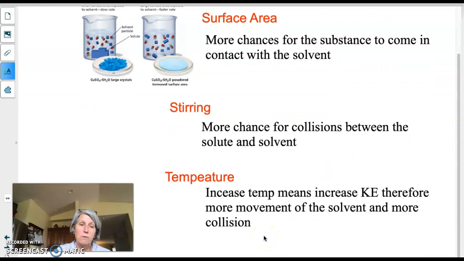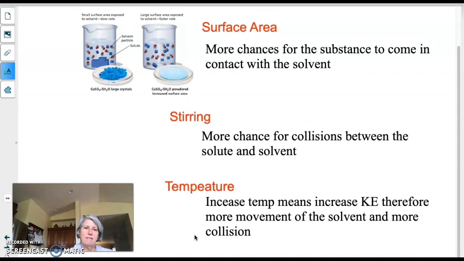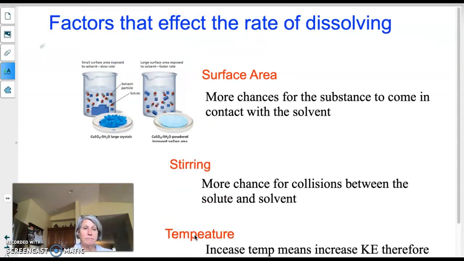And finally, temperature. And this is kind of getting back to that thought of the kinetic molecular theory that I was talking about, that as your temperature increases, that means the molecular motion is increasing. Your kinetic energy is increasing. So that means there's more movement of the solvent and more chances for that solvent to collide with the solute, and therefore increasing the dissolving.